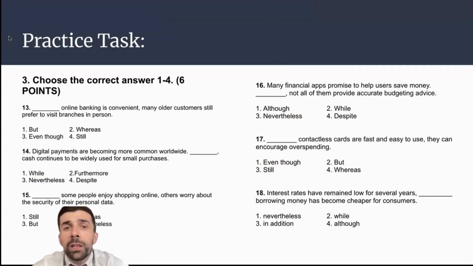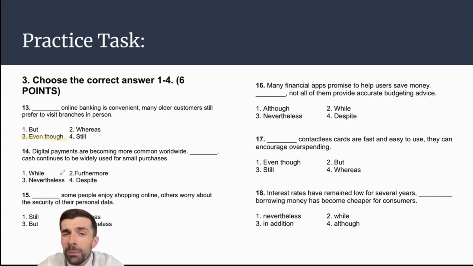In this part of the test, you will be given a set of sentences where you will need to choose the correct answer 1, 2, 3, or 4 to complete each sentence. Let's do the first one together as an example. Online banking is convenient. Many older customers still prefer to visit branches in person. Here, we'll choose even though. We can't use but because but would go in the second part of the sentence. Is convenient, but many older customers. The same with still. Online banking is convenient, still many older customers, and the rest of the sentence.